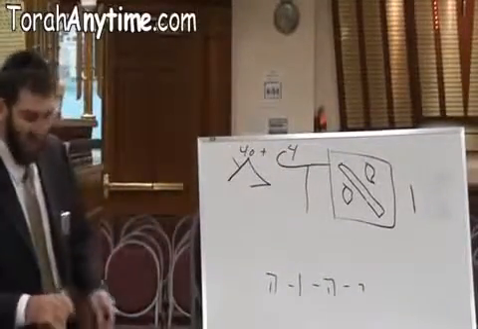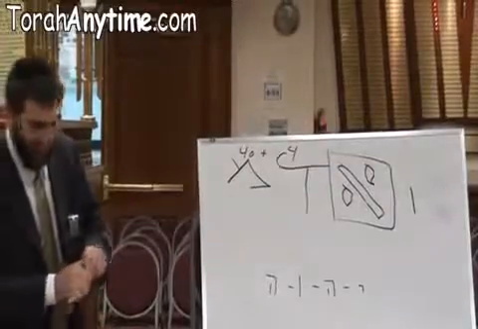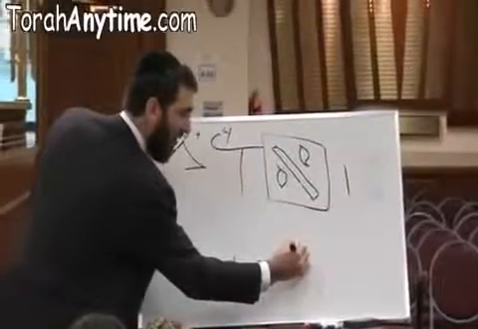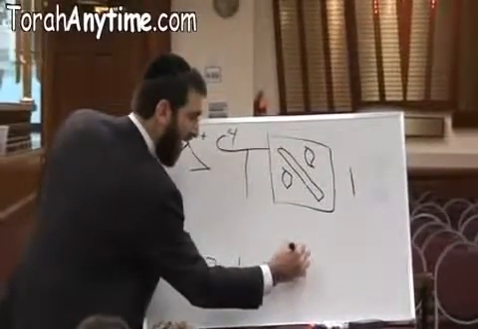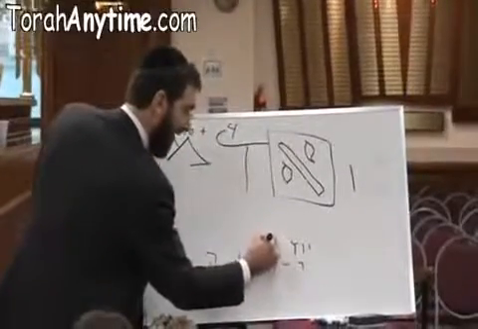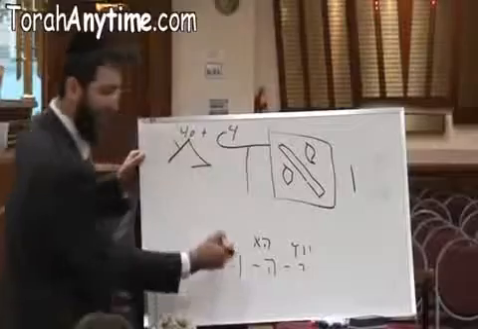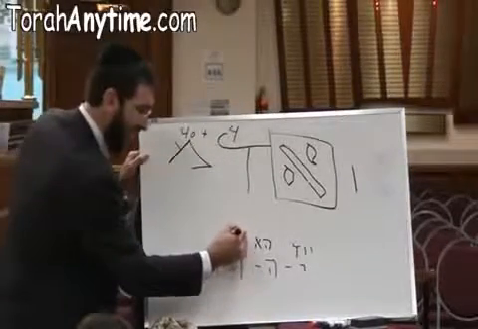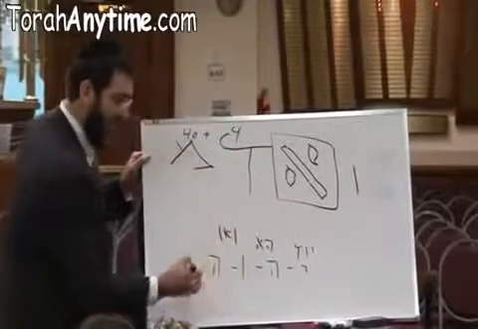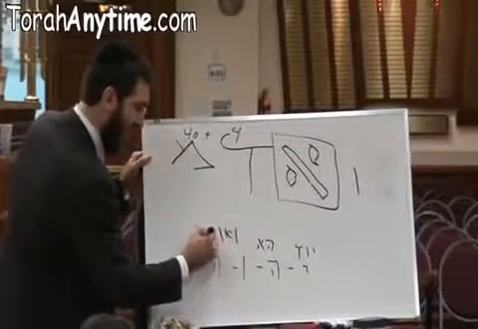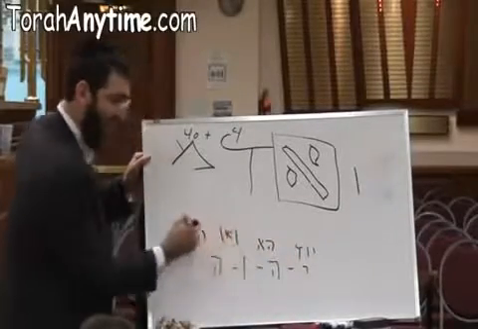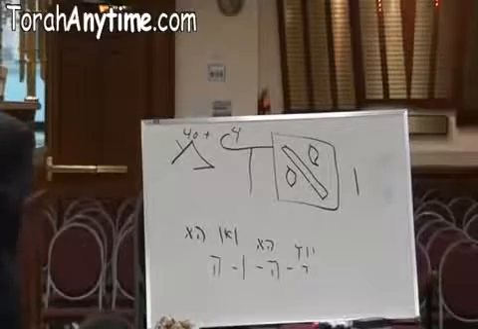Let's write it out. If I were to spell out a Yud, how would I write it? I'd write it like this. I'd write Yud, Vav, Dalet. If I were to spell out a Hey, I would write it like this. Hey, Aleph. If I were to write a Vav, I'd write it like this. Vav, Aleph, Vav. If I were to write a Hey, I'd write it like this. Hey, Aleph. Okay. Yud, Hey, Vav, Hey. I'm just spelling out the letter. That's the way you spell these letters.